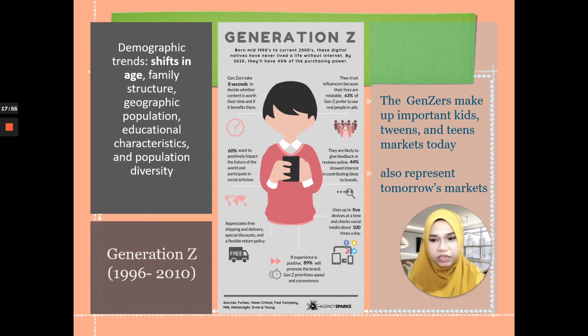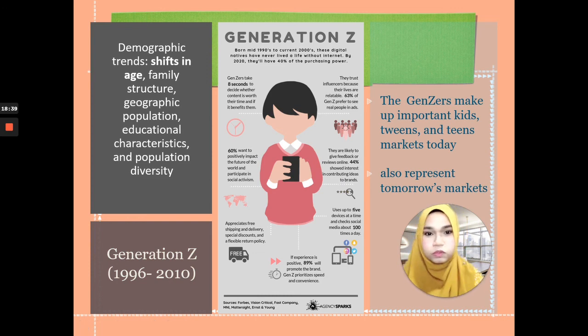Some of them are not working yet. Some have already graduated now. What happens is that you know what you like to do, isn't it? So you trust influencers because their lives are relatable, where you can see this statistic done by the agency Sparks: 63% of Gen Zs prefer to see real people in advertisements. And Gen Z takes 8 seconds to decide whether content is worth their time or not. And they are likely to give feedback or reviews online, where 44% show interest in contributing ideas to brands. So you would like to suggest, you would like to give comments.